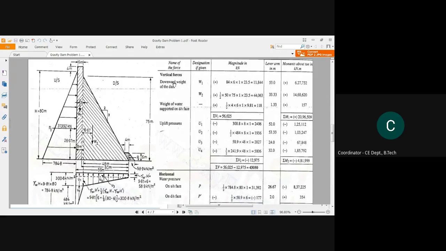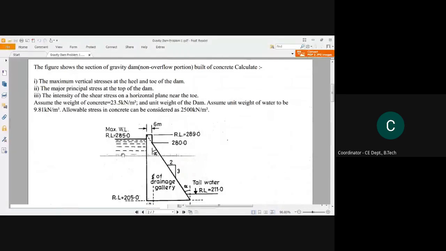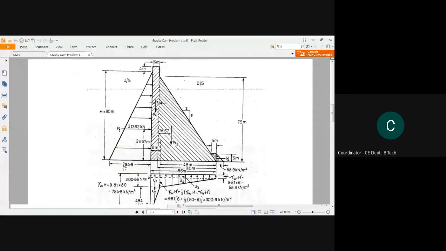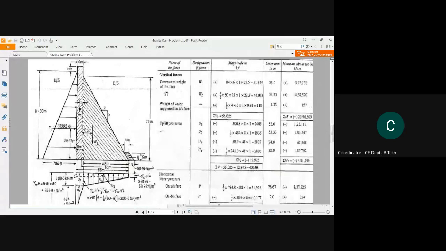So in the previous class, we calculated up to the uplift pressure. We calculated all the dimensions of the dam from the given measurements in the question, and then we discussed all the vertical forces. The vertical forces were majorly due to the weight of the dam, the uplift pressure, which is in an upward direction, the weight of the dam, which was in a downward direction, and the water pressure at the downstream side face. These three factors were creating the vertical force.